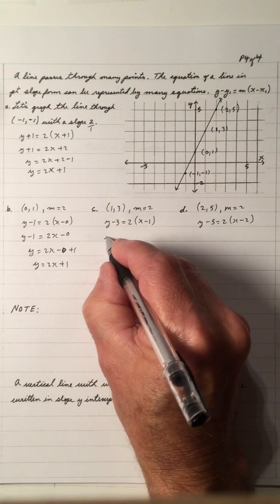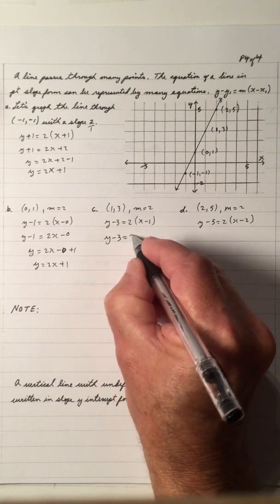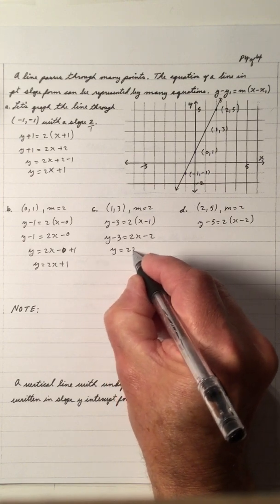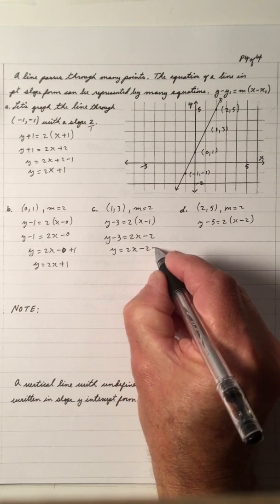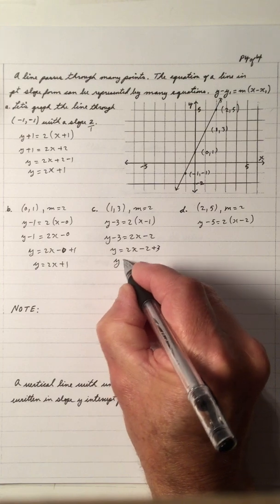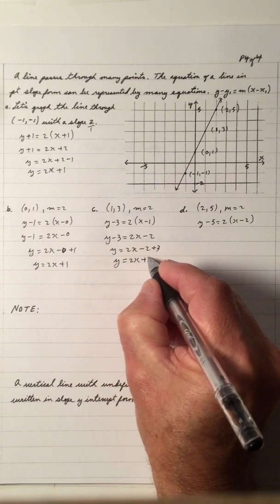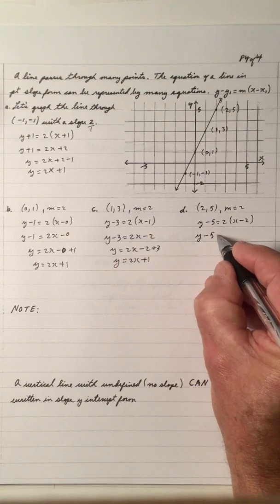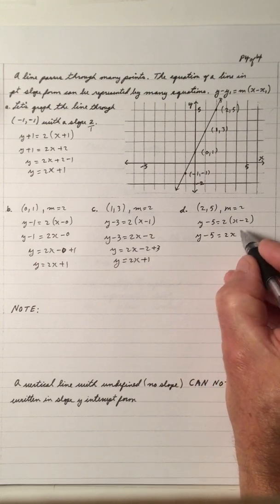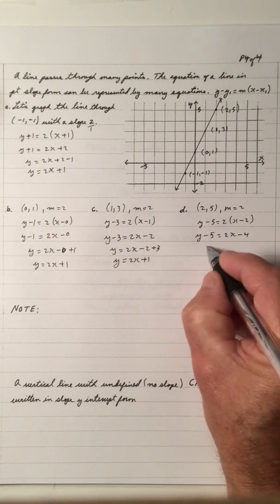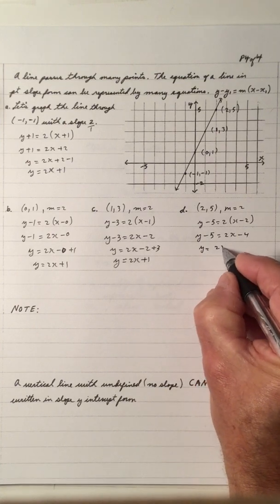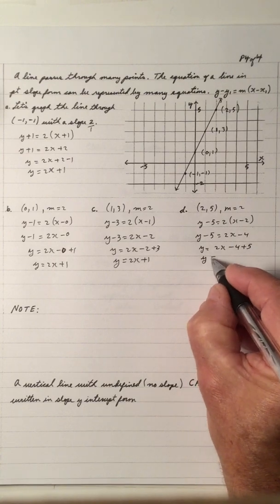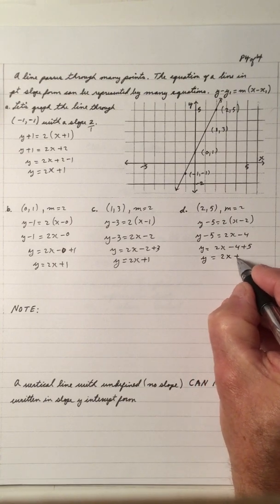Third one, let's work this one out. Y minus 3 equals 2x minus 2. Y equals 2x minus 2 plus 3. Y equals 2x plus 1. Fourth one, y minus 5 equals 2 times x, 2x, 2 times -2, -4. Y equals 2x minus 4 plus 5. And it can be 2x plus 1.